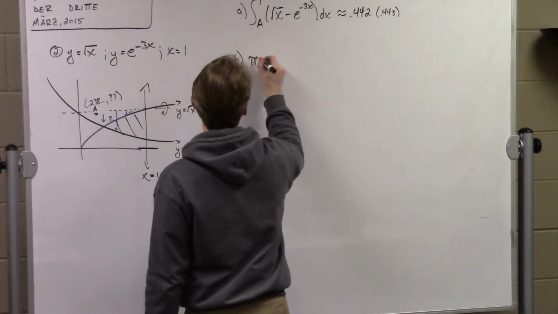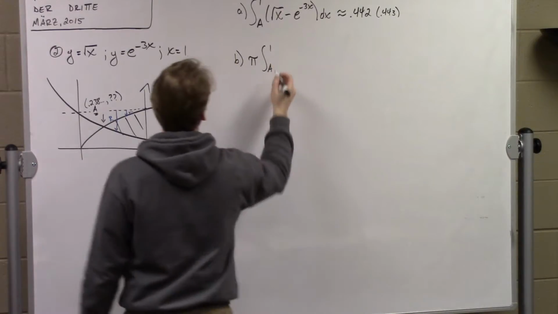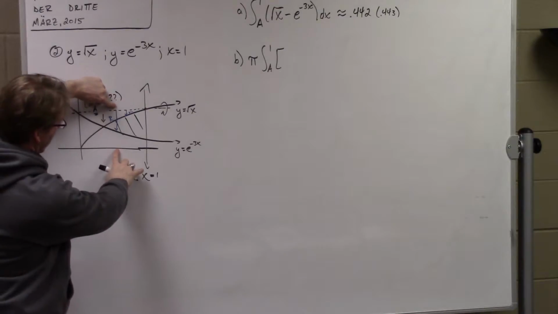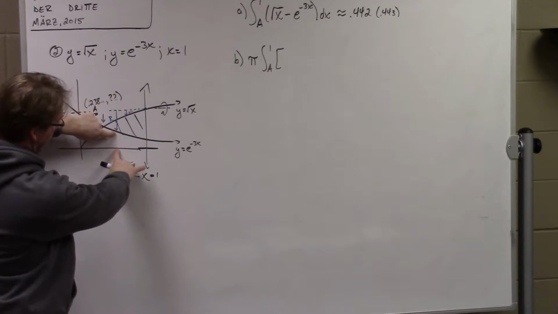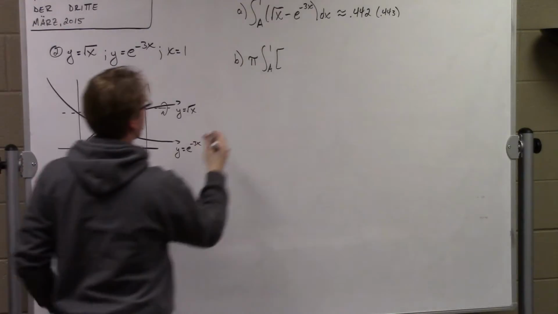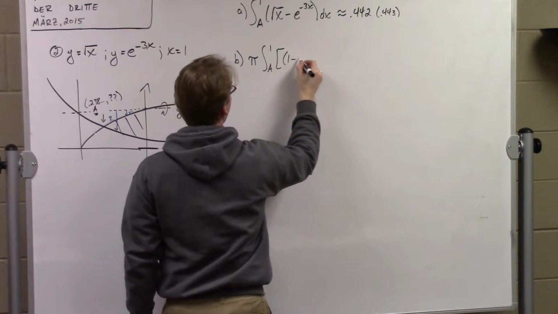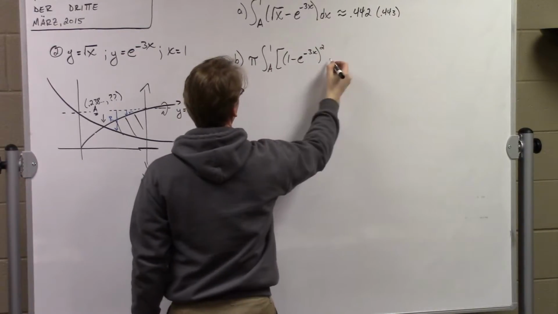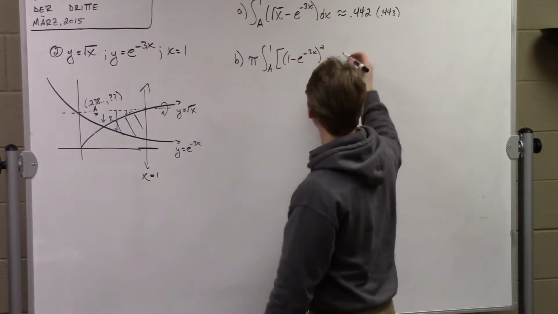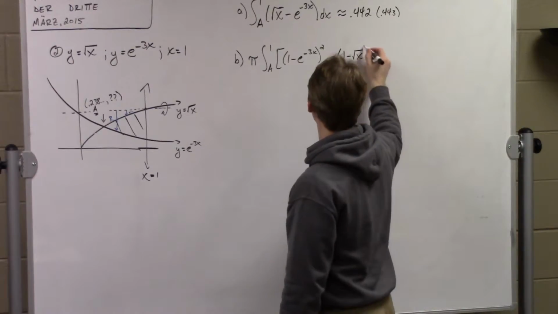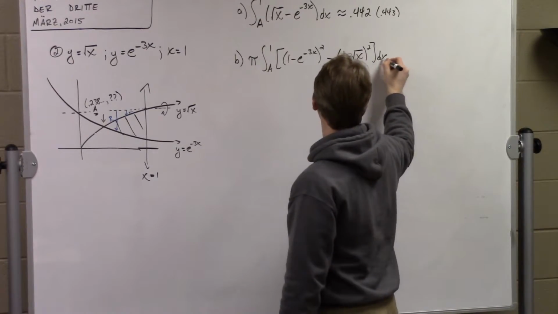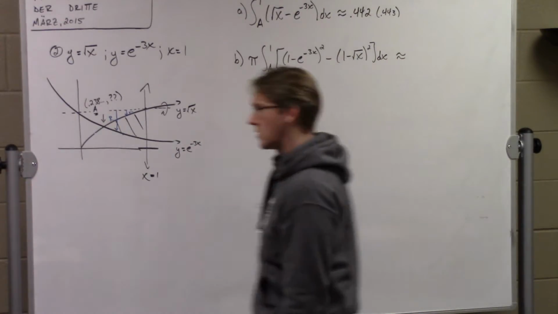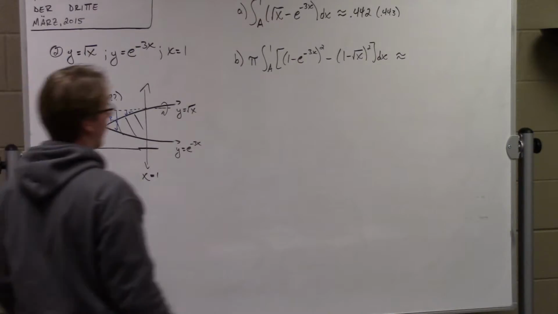Pi from A to 1. Okay, outside radius is going to be 1 minus the e. That's going to be what's left over. So 1 minus the e thing squared, pi r squared, minus inside radius, which is 1 minus the root squared. There's the setup, and then our final answer for that one is somewhere in the neighborhood of 1.424.